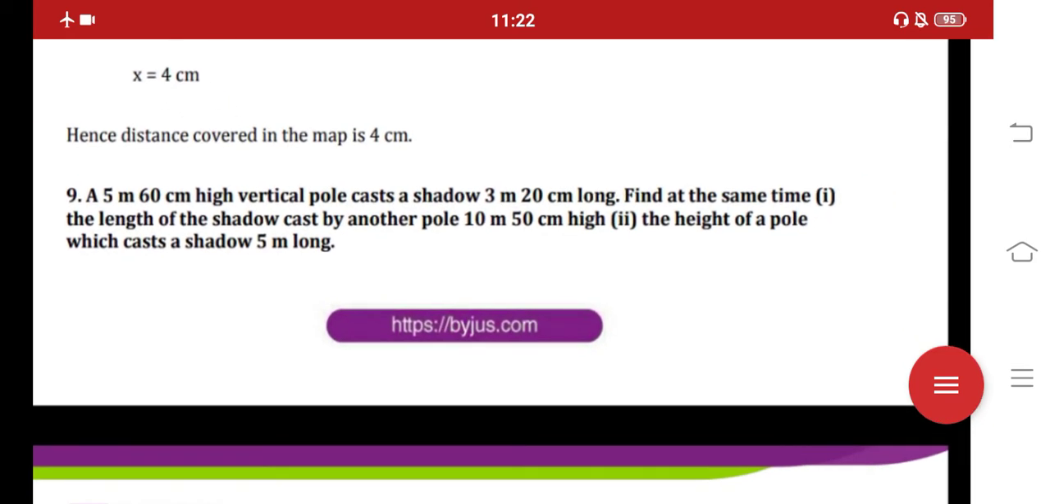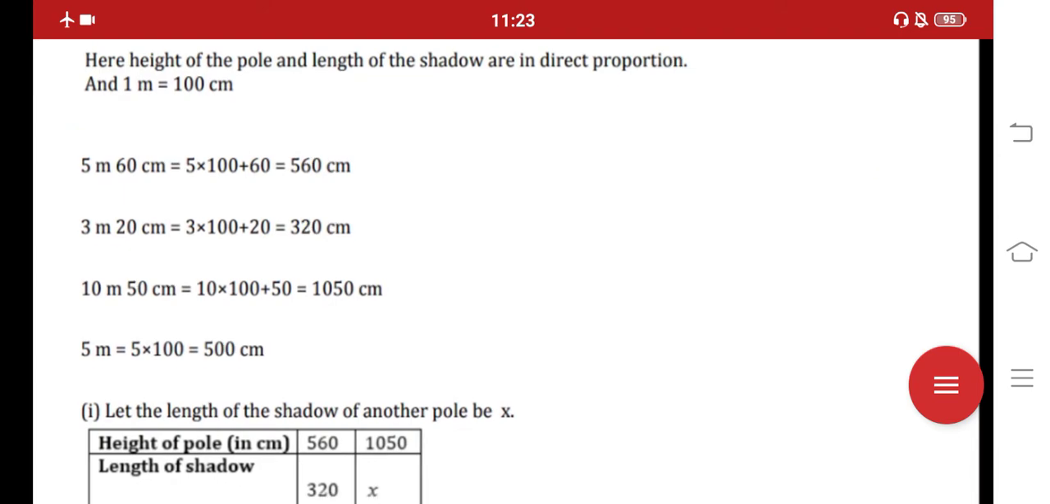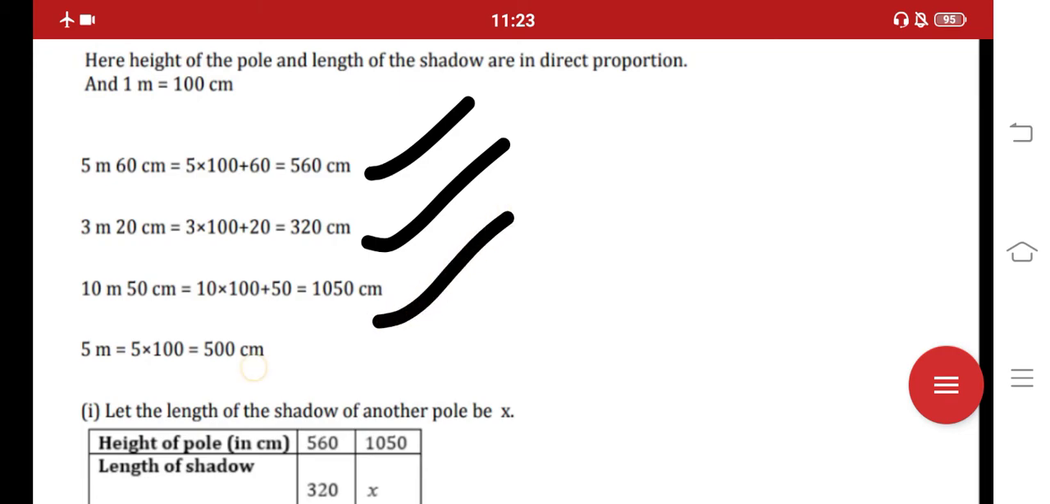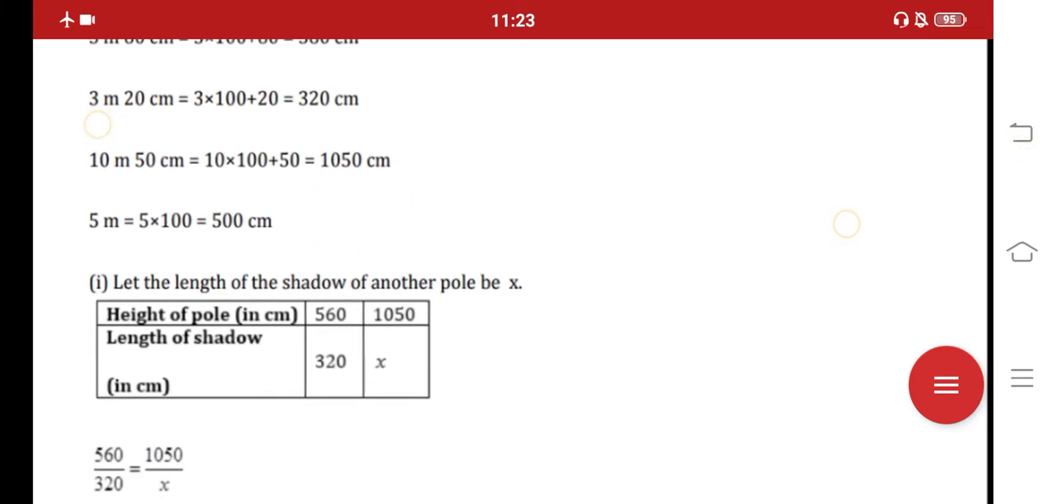Question number 9. A 5 meter 60 centimeter high vertical pole casts a shadow 3 meter 20 centimeter long. Find, at the same time, the length of the shadow cast by another pole, and the height of a pole which casts a shadow 5 meter long. So see here, 5 meter 60 centimeter. We cannot handle two units in the same question. Either we have to convert meter into centimeter or centimeter into meter. So we are converting meter into centimeter because 1 meter equals 100 centimeter. So it is converted to 560, this to 320, this to 1050, and this to 500 centimeter.